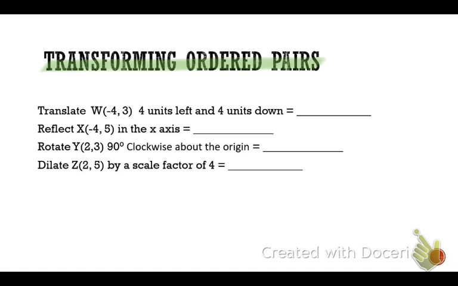So what I want you to do on a blank sheet of paper is go ahead, follow the instructions, and transform these ordered pairs. Okay, so to translate W, 4 units left and 4 units down, can someone raise your hand and tell me the new ordered pair? Darcy? -8 and -8. Perfect. -8, -1. All right, what if you needed to reflect X in the X-axis? -4, 5 in the X-axis. Emma? -4, -5. Perfect. -4, -5.